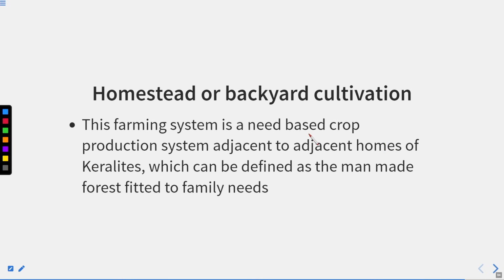These farming systems are need-based crop production systems adjacent to the homes of the Keralites, which can be defined as a man-made forest fitted to the family needs. So, according to the family needs, such type of planting in their homestead or backyard is followed for this particular banana crop.